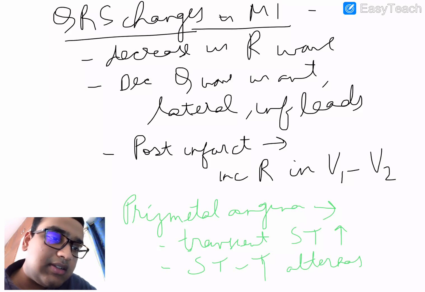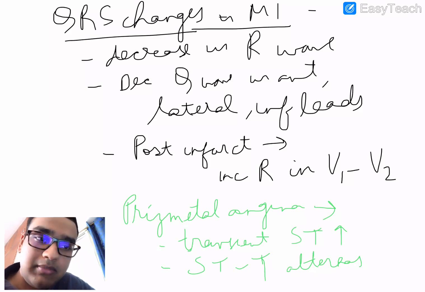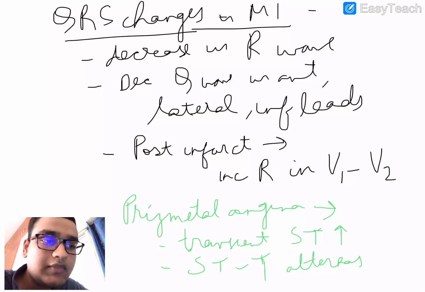This is seen quite rarely. So if any patient comes with chest pain and we find ST elevation, it need not always be MI. It can be Prinzmetal angina also, where there is only transient ST elevation.